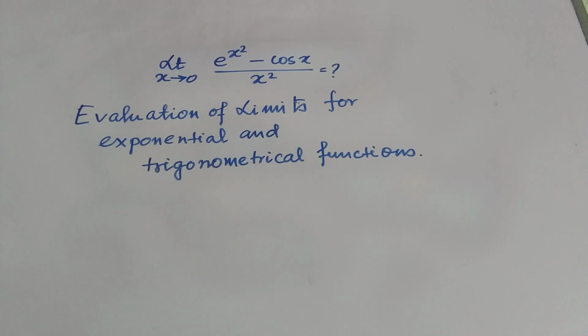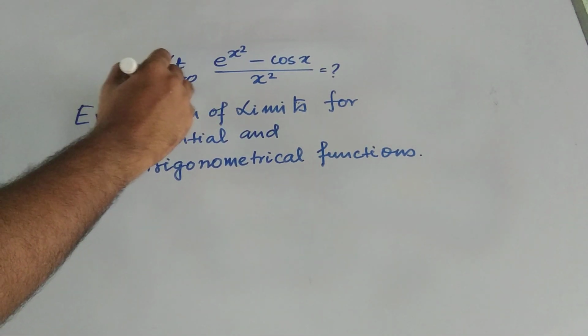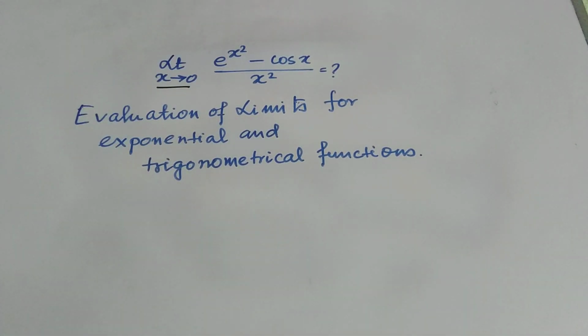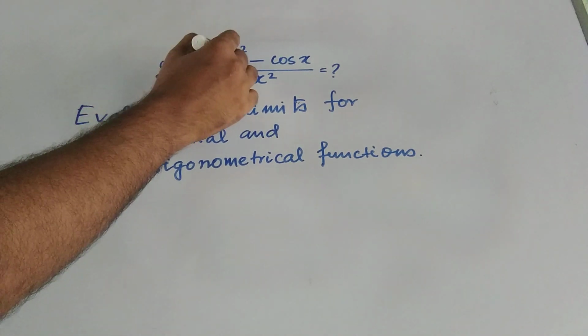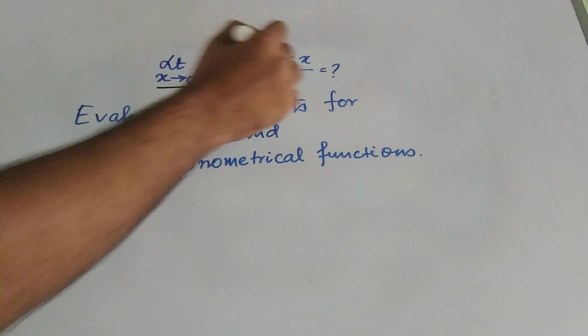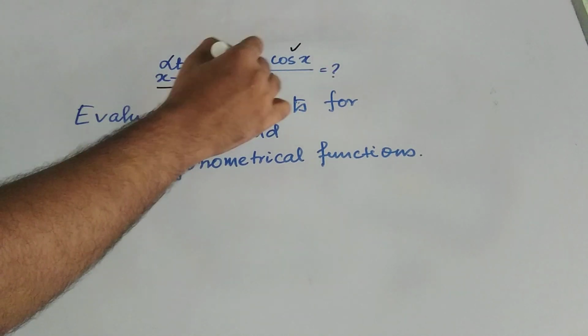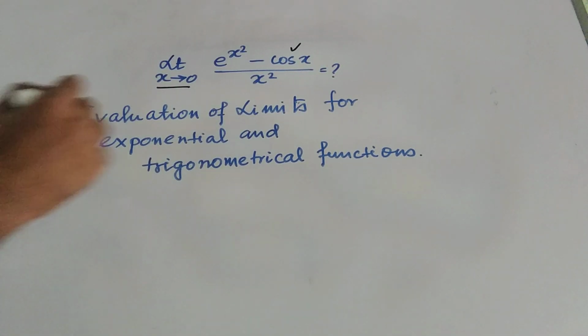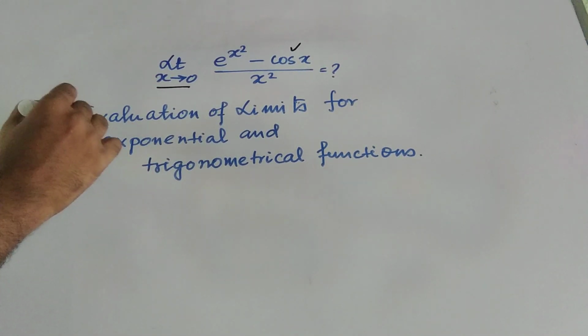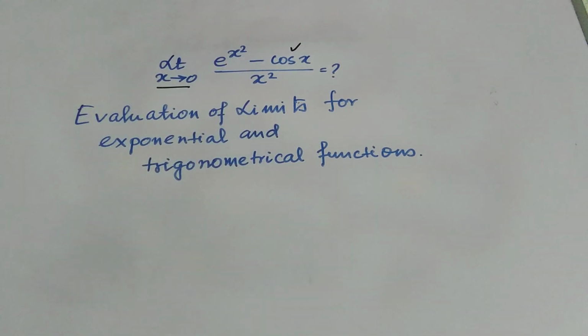Hello everyone. Today I am going to discuss another limit expression that I am going to evaluate. That expression is limit x tends to 0 e to the power x square minus cos x divided by x square. That means exponential of x square minus cos x, which is a trigonometric function, divided by x square. So that's why I have written that evaluation of limits for exponential and trigonometrical functions.